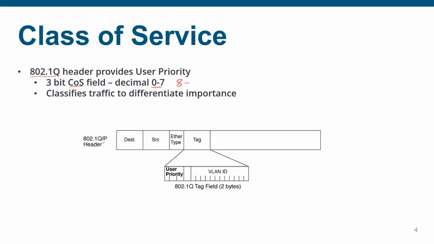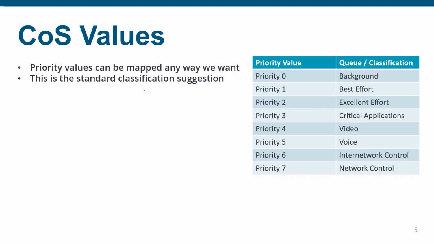So, what do these different values mean? Well, the priority values can be mapped really in any way we want. On the configuration of our device, we can map any of these 8 values to do anything that we want, or to apply a certain queue, apply a certain low latency, a certain importance. However, the standard classification suggestion here is that the lower numbers, starting with 0, are the less important traffic, and the higher number, up to 7, is the most important traffic.